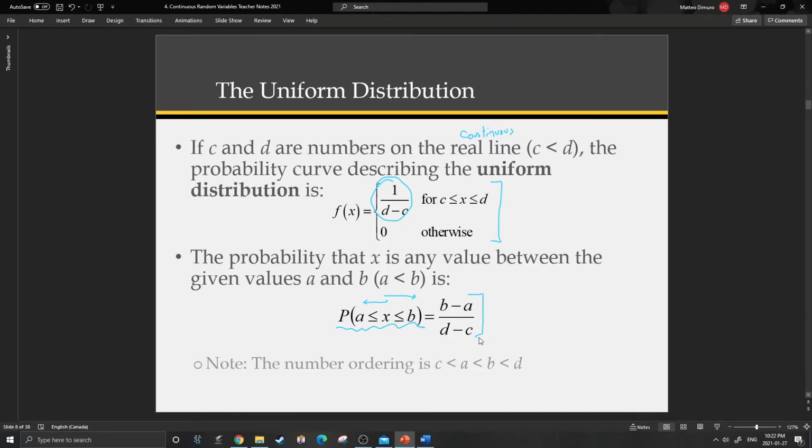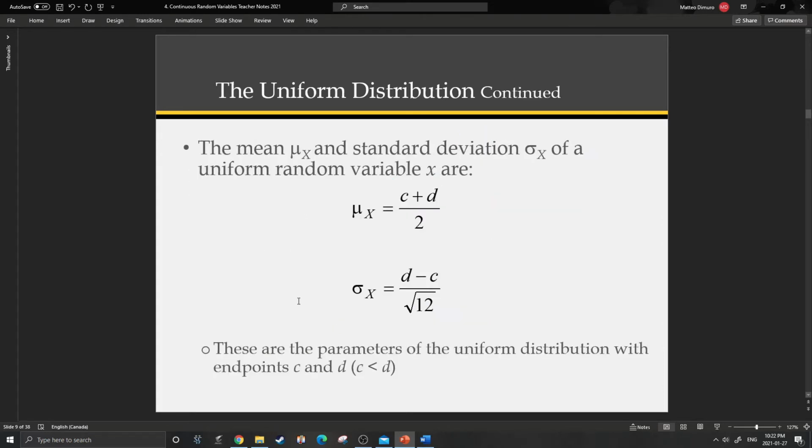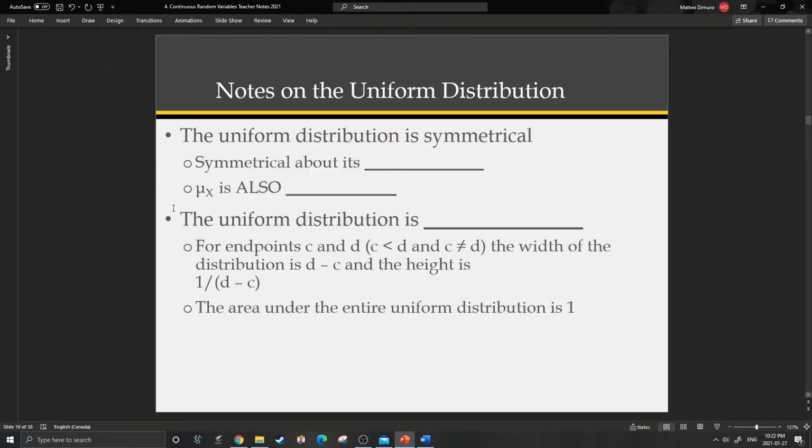Now our formula becomes this, so we go b minus a, that's the end point minus the start point, over the entire distribution, okay? Right, the mean and the standard deviation of a uniform distribution are as such, and yeah, they look a little weird, but that's the way they are, okay? So you'll have those formulas on your formula sheet, and we're not going to really get into why it is the way it is.